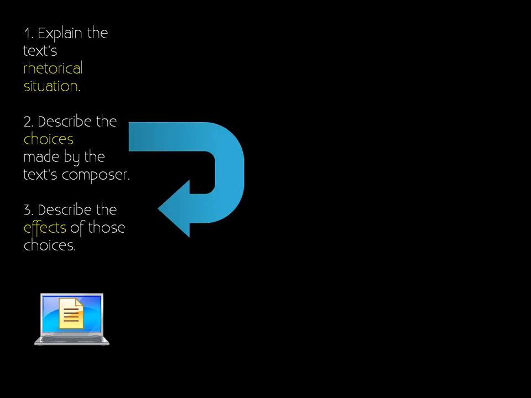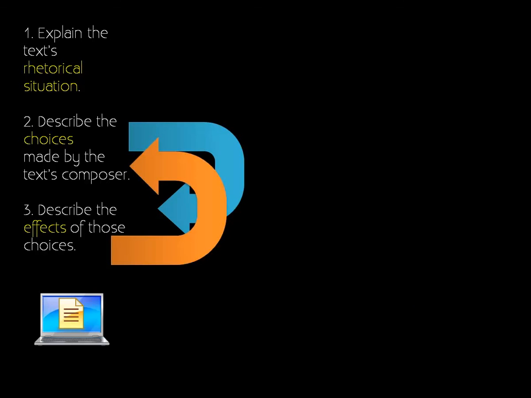And so obviously numbers 2 and 3 won't necessarily happen in the same order. You might talk about choices and then talk about some of the effects of the choices, and you might go back and talk about some more choices. It really depends on how you want to organize your essay.